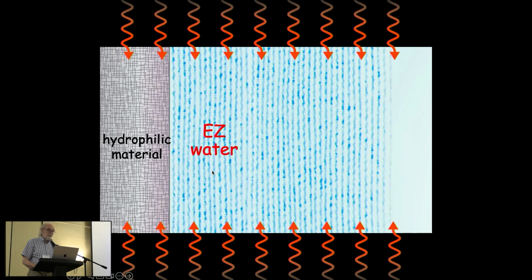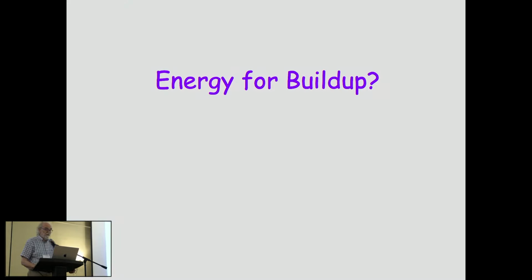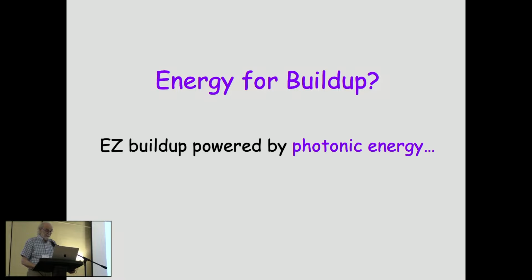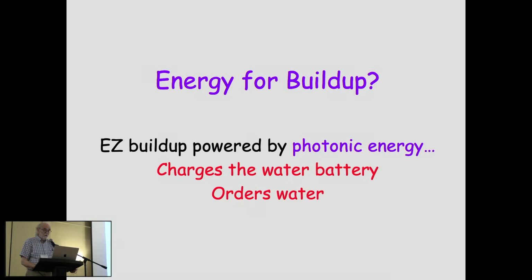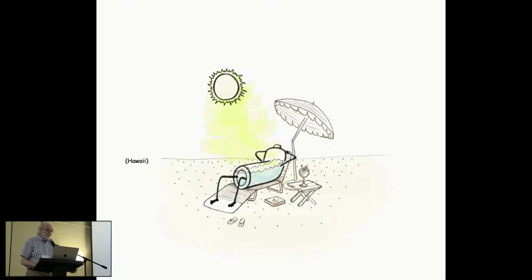And if you take it away, it returns to the default. So energy for buildup, we found, is photonic energy. It's light that does it. It charges the water battery. To get the energy, you can't invent energy. You can only get it from another kind of energy. And it orders the water. So effectively, it's very simple. Just lie in the sun. It contains plenty of infrared energy and basically recharges the battery.